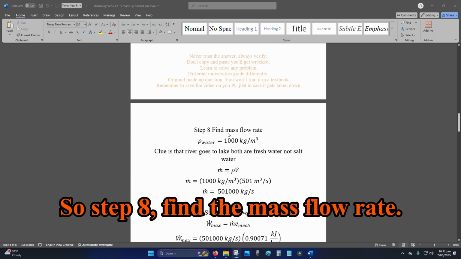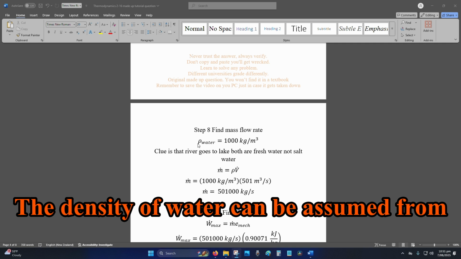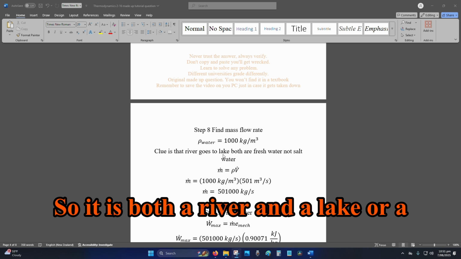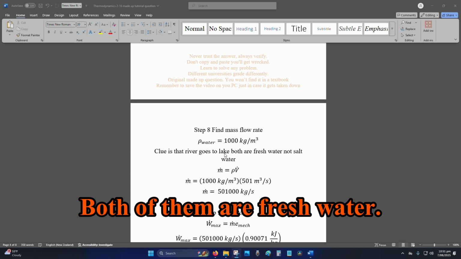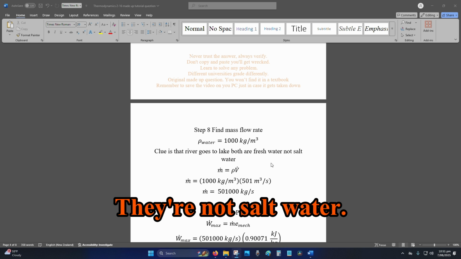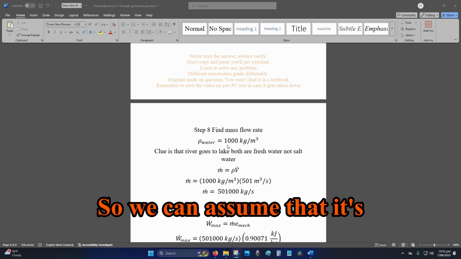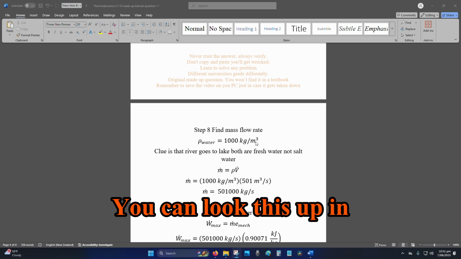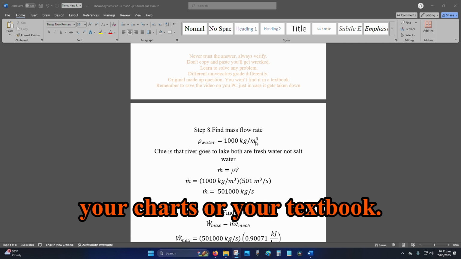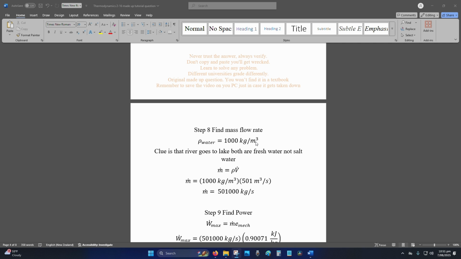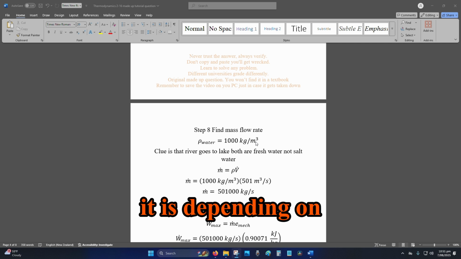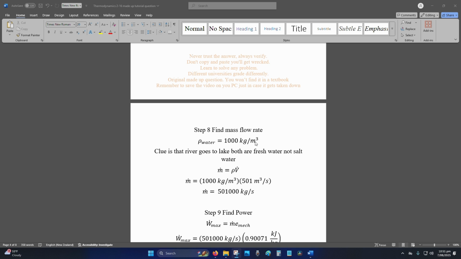So step 8, find the mass flow rate. The density of water can be assumed from the clue given in the question. So it is both a river and a lake, or a river going to the lake. Both of them are fresh water. They're not salt water. So we can assume that it's 1,000 kilograms per meter cubed. You can look this up in your charts or your textbook. I can't show you the textbook, but if you read the pinned comment, you will know what page it is, depending on what textbook you have.